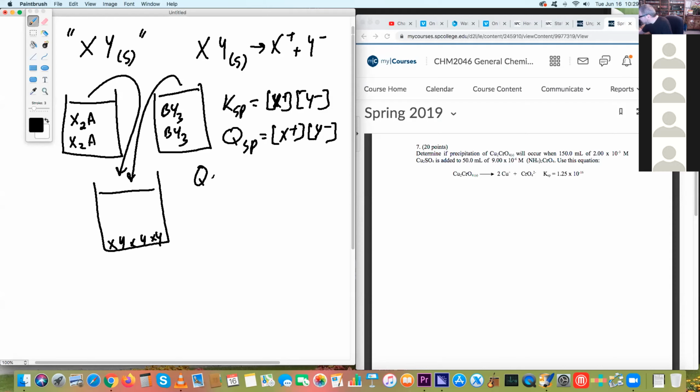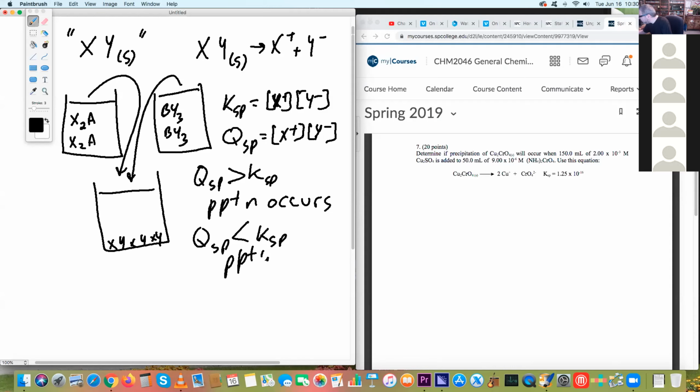If the QSP is greater than the KSP, then precipitation will occur. If QSP is less than KSP, precipitation won't occur. And you'll notice in a question like this, you are given the KSP value. You can see it here in the actual question.